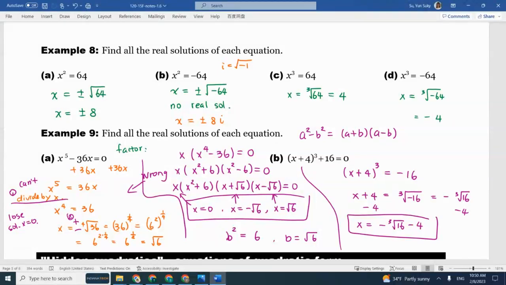Any questions? By the way, can I add the 16 and 4 and make it 20? Can I do that? No, this one has the cube root. This one does not have the cube root. We cannot combine. So see you on Friday.